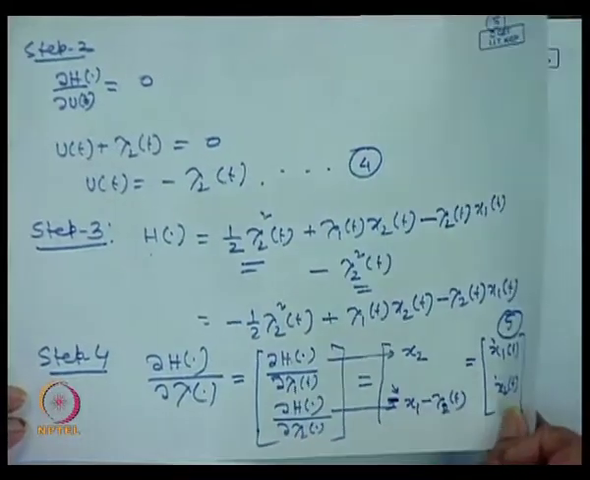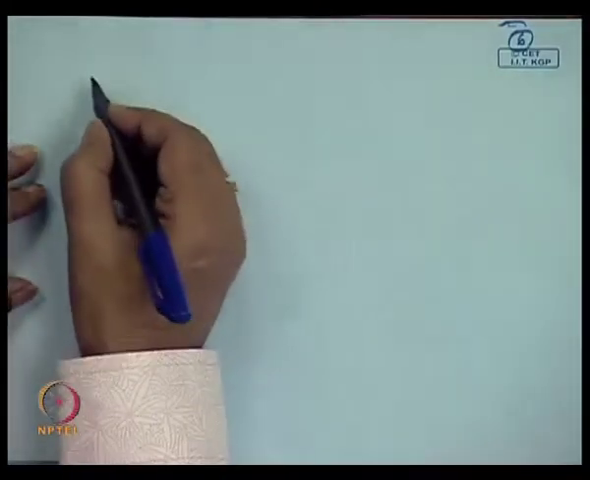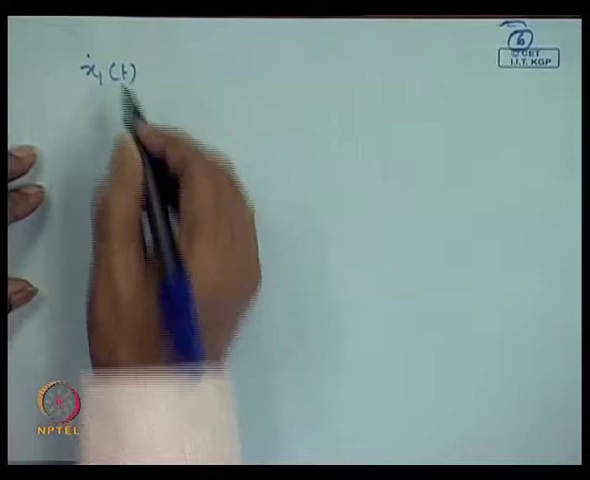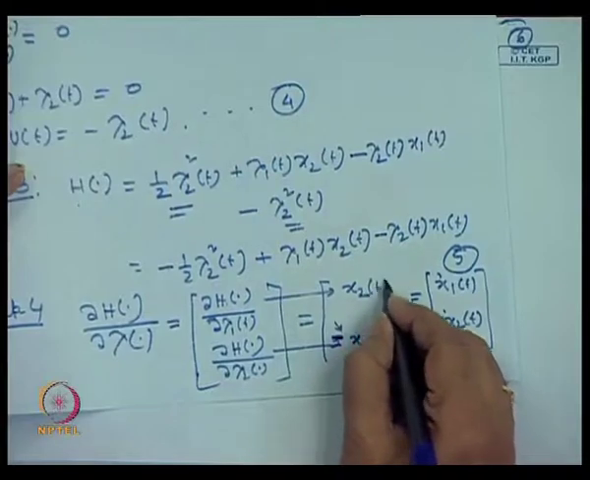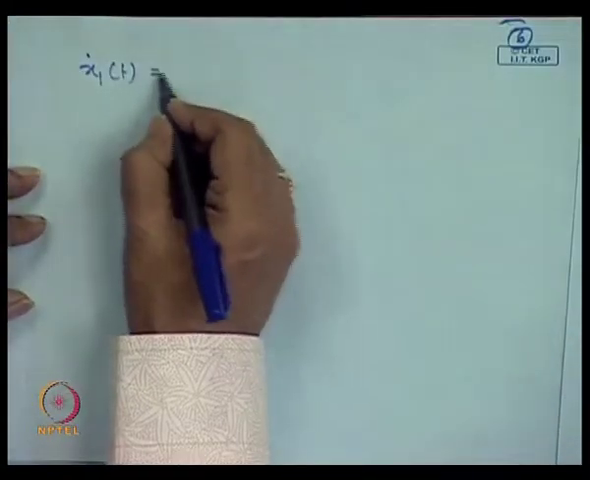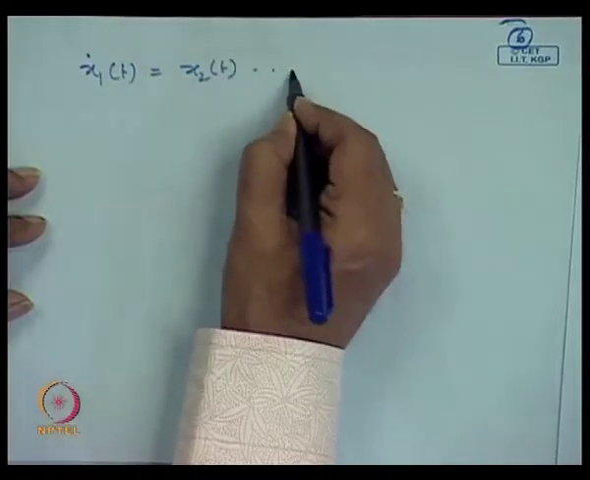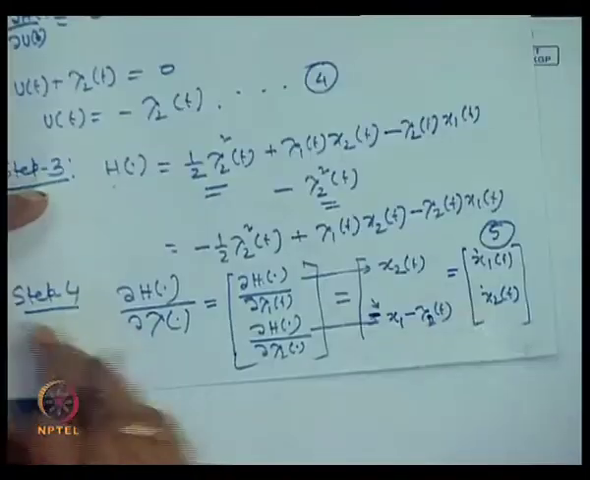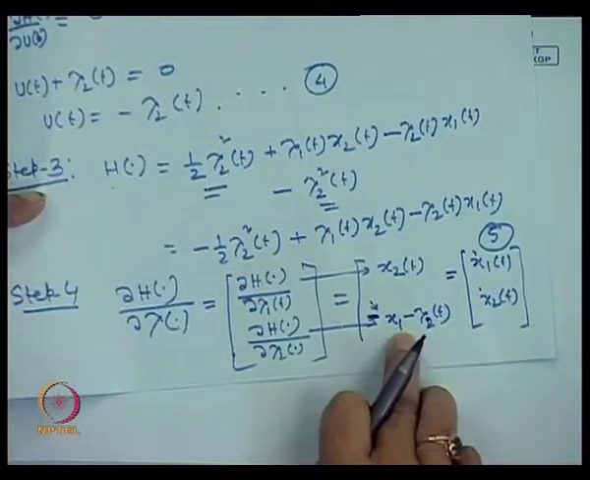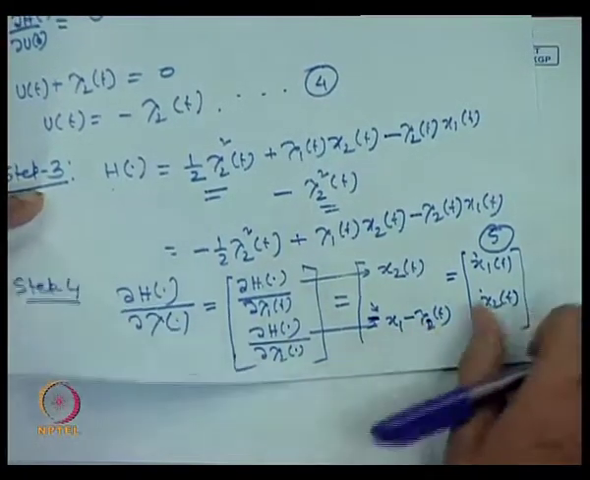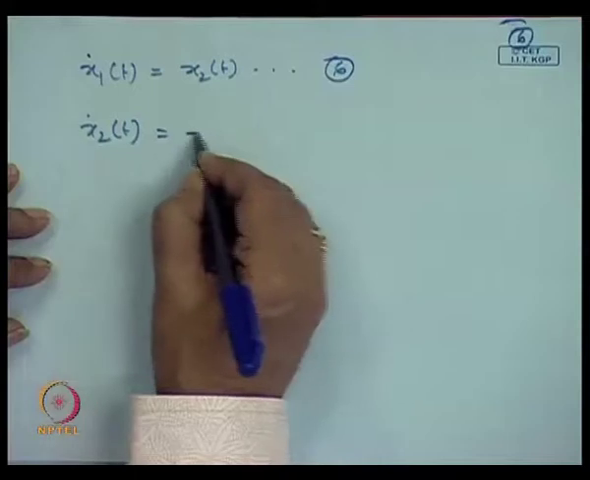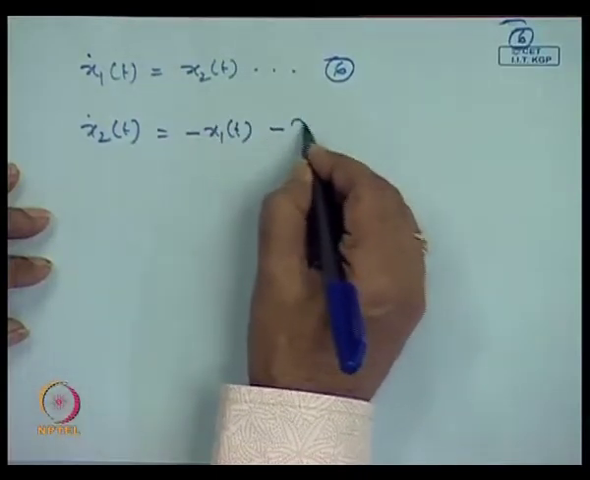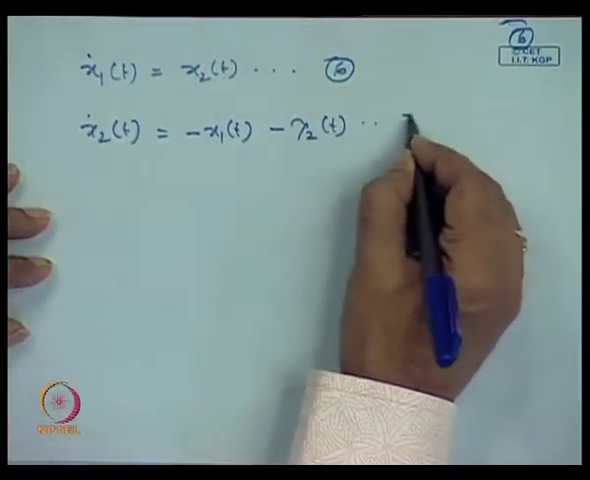So, from there I can write that one equation: x1 dot is equal to x2 of t. Let us call this equation 6. Then the second equation, x2 dot is equal to minus x1 of t minus lambda2 of t. So, I can write x2 dot of t is equal to minus x1 of t minus lambda2 of t, that is equation number 7.